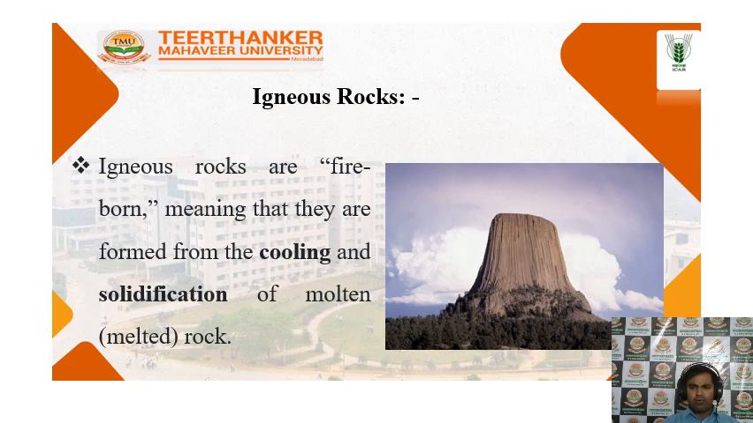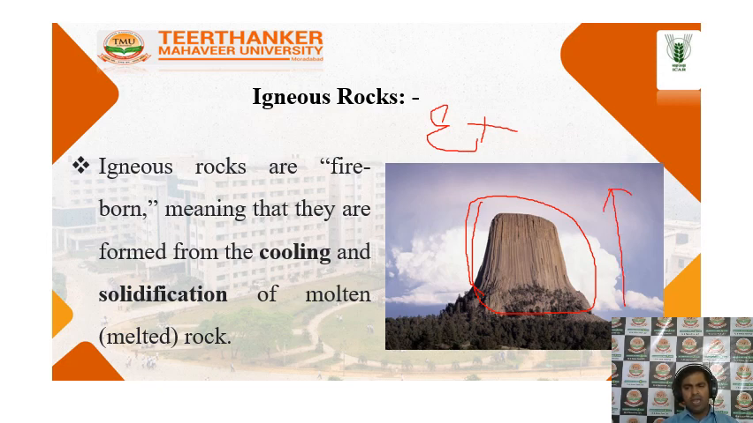Here you can see this picture. That is known as the ex situ igneous rocks. What is the meaning of ex situ and in situ? Ex situ means the material that comes out from the surface after a volcano eruption. The material which is found within the earth is known as in situ. This is the in situ, and this is the ex situ. So there are two ways.